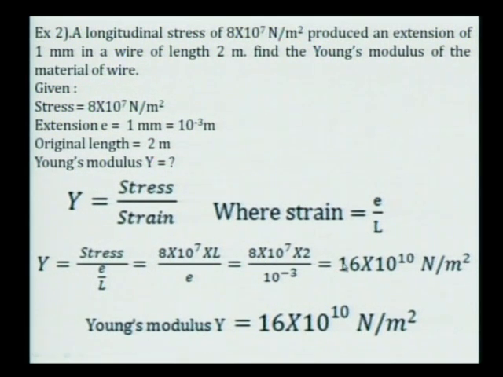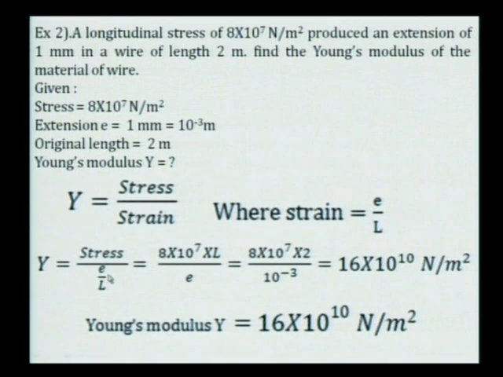8 into 2 is 16, 10 to the power 7, and this 10 to the power minus 3 is in the denominator. If you transfer this 10 to the power 3 to the numerator, it will be plus. Then 10 to the power 7 into 10 to the power plus 3. The base is the same, therefore add 7 plus 3, that is 10. That is 8 into 2, 16 into 10 to the power 10 Newton per meter square. Therefore Young's modulus is equal to 16 into 10 to the power 10 Newton per meter square. Means in this example, direct stress is given, elongation is given, original length is given, and you have to find the Young's modulus. Young's modulus is equal to stress divided by strain.